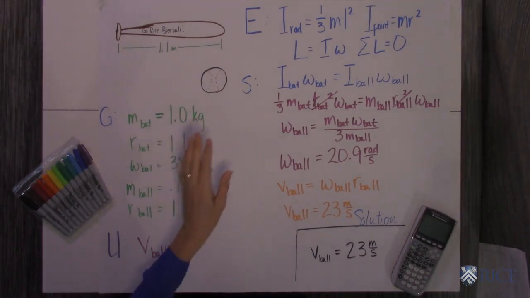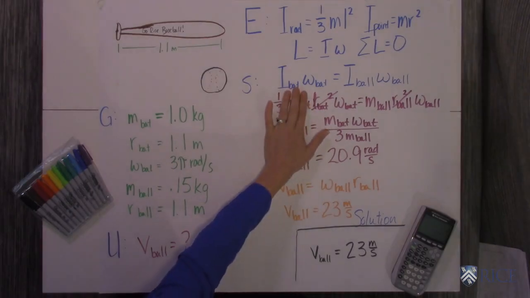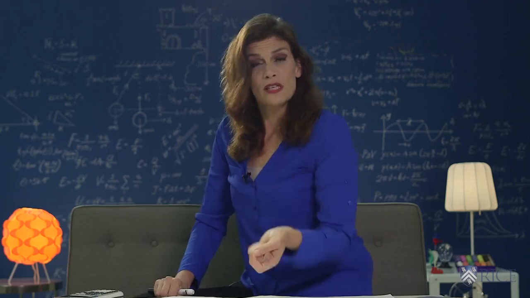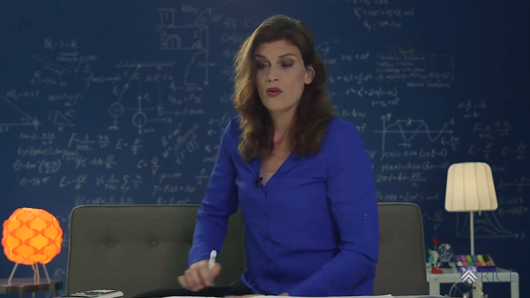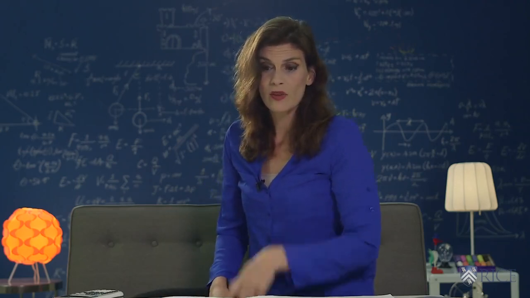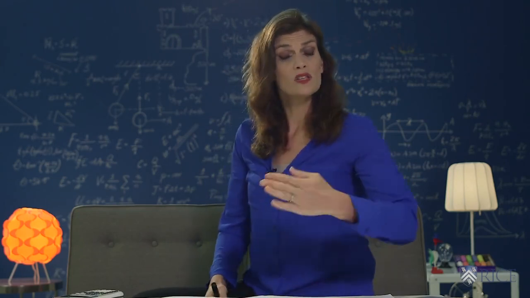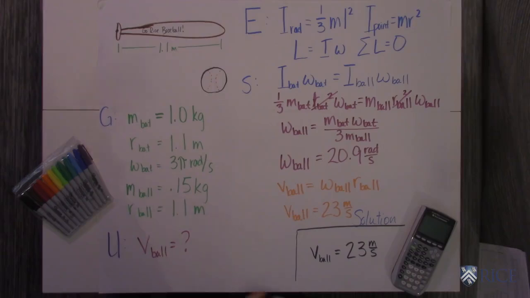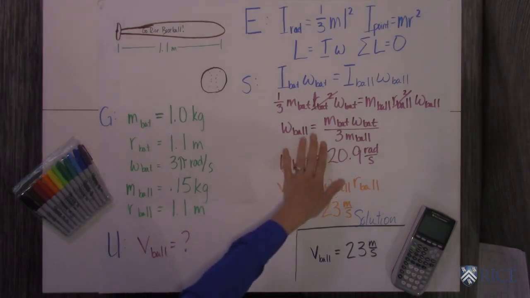So we set the angular momentum of the bat equal to the angular momentum of the ball. We know that we're treating the ball like a point mass, so its moment of inertia is mr squared. And we know that the moment of inertia of a rod swinging about the end is 1/2 ml squared. So then we just plug in what we know. I like to solve for our unknown variable first.